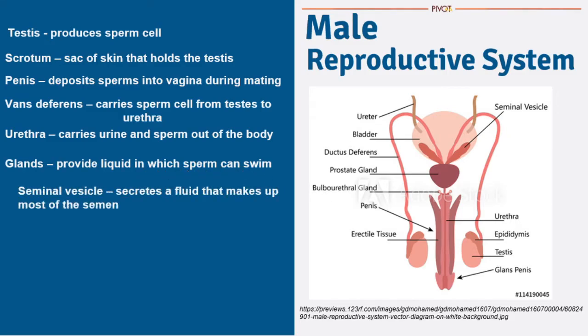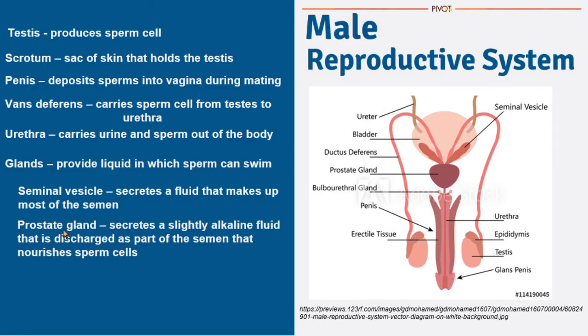So let's enumerate those glands. The first one is the seminal vesicle, which secretes a fluid that makes up most of the semen. This is the seminal vesicle, and it is below the urinary bladder. Ito yung urinary bladder. Nagko-collect siya ng urine. Then the next one, the prostate gland, secretes a slightly alkaline fluid that is discharged as part of the semen that nourishes sperm cells. This is the prostate gland, below the seminal vesicle.